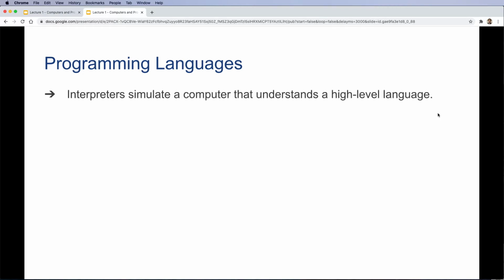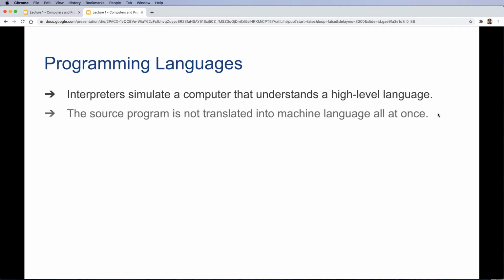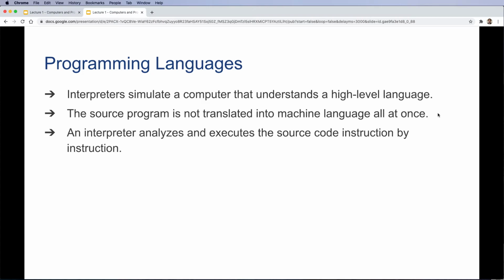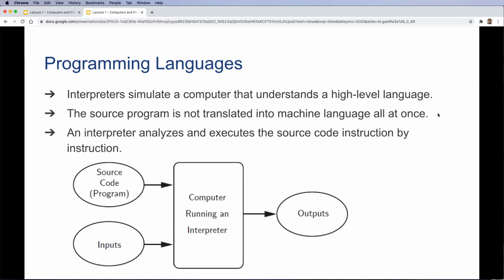Interpreters simulate a computer that understands a high-level language. The source program is not translated into machine language all at once. An interpreter analyzes and executes the source code instruction by instruction. And here I have a graphical representation of what an interpreter does.